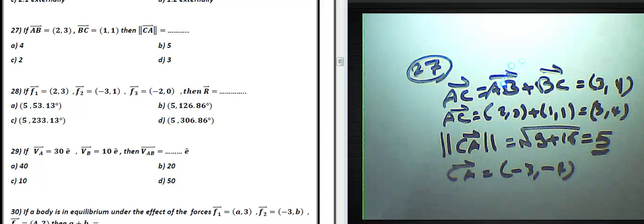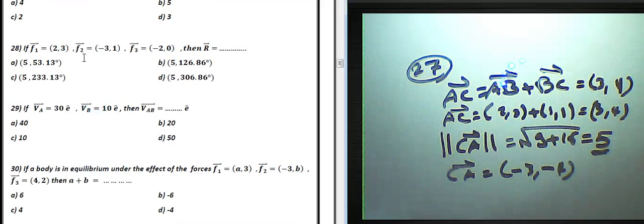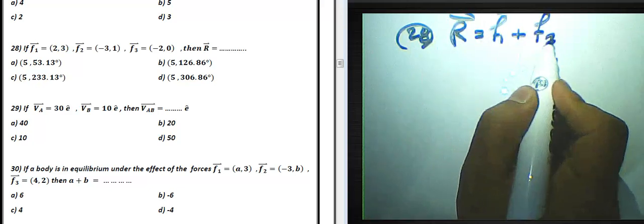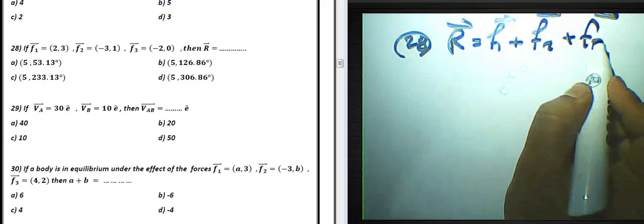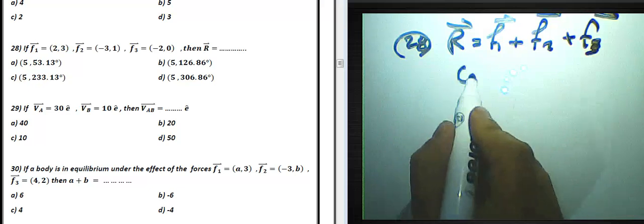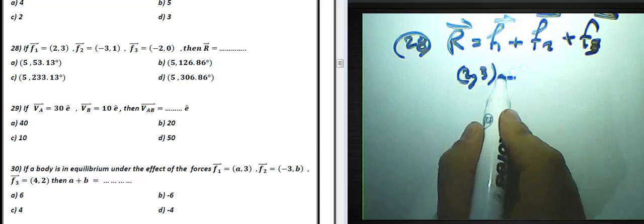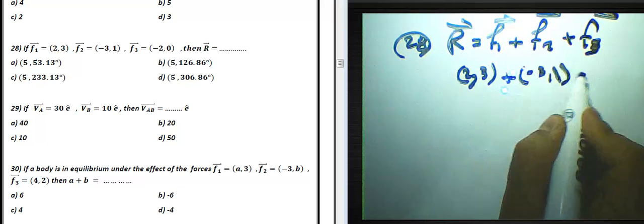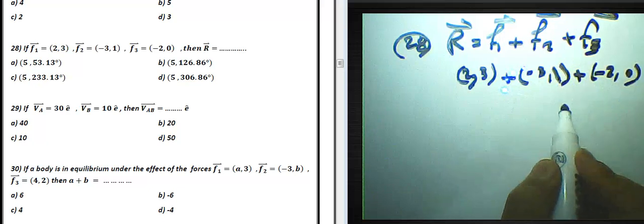Question 28. If f1, force 1, is 2 and 3, and vector f2 equals -3 and 1, and vector f3 equals -2 and 0, then r is the total of force 1, force 2 and force 3. We can add all of them. We can find vector r equals vector f1 plus vector f2 plus vector f3, and we add them: 2 and 3 plus -3 and 1 plus -2 and 0.